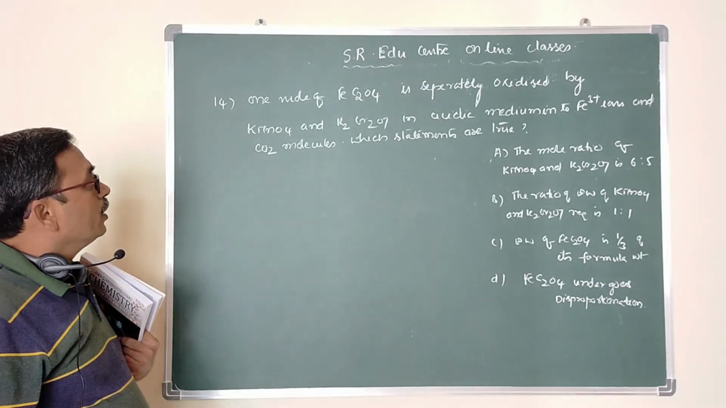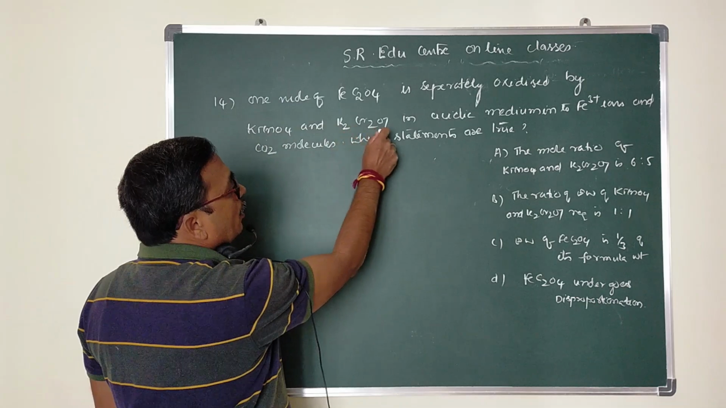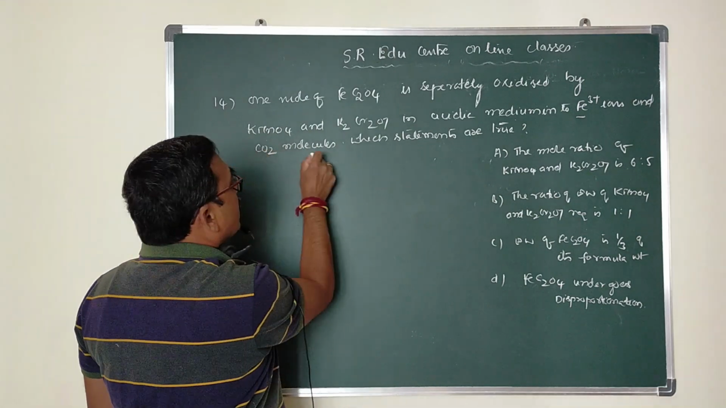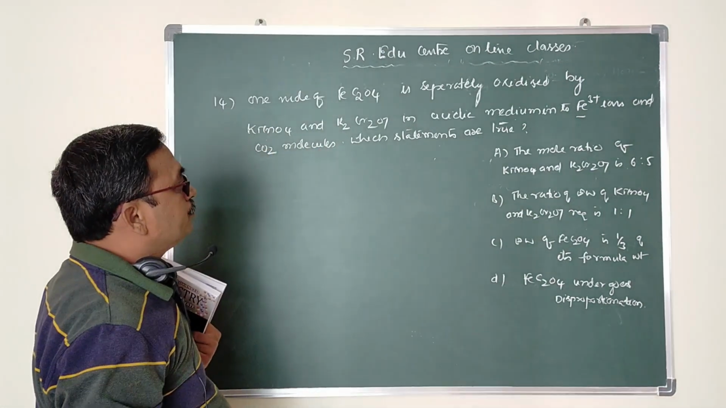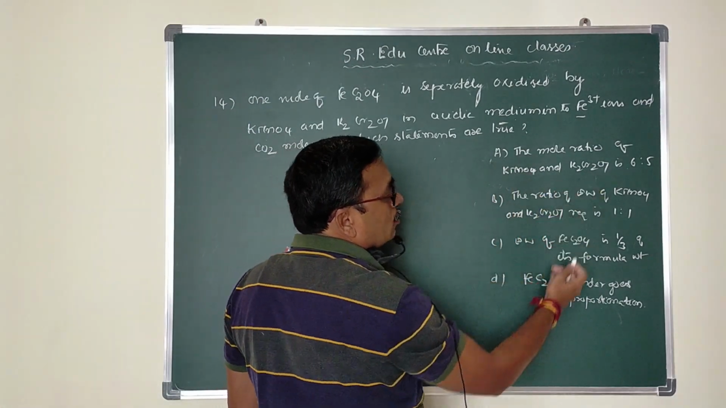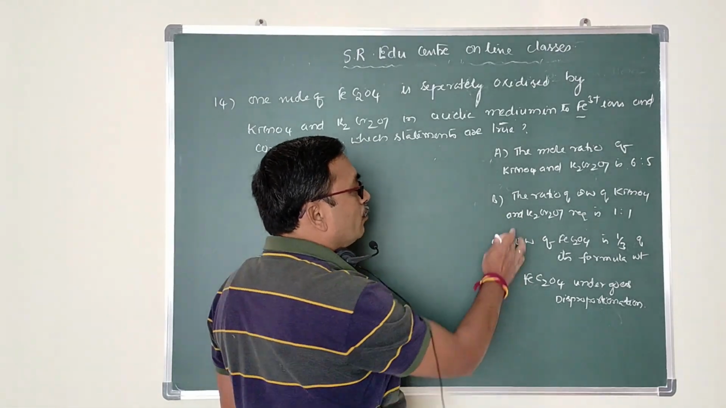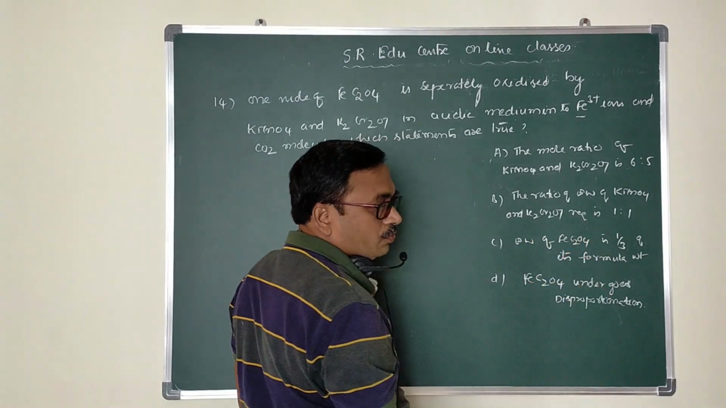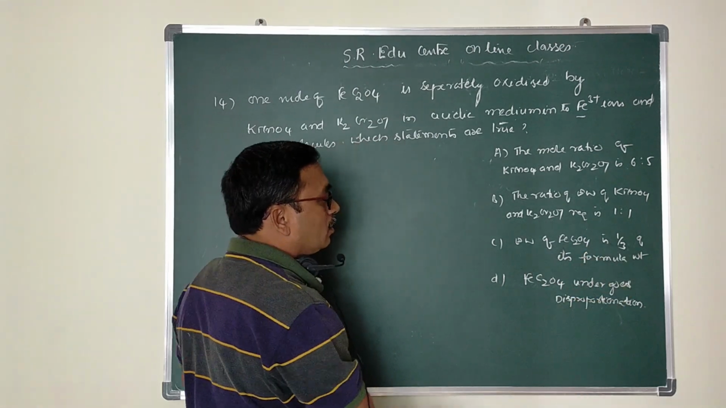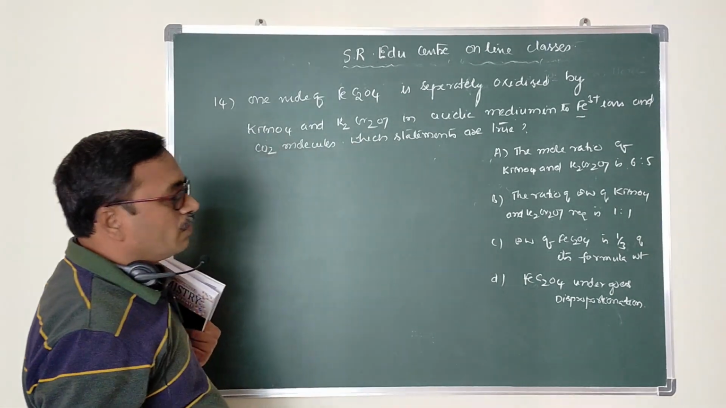Next question is 14. 1 mole of iron oxalate is separately oxidized by KMnO4 and K2Cr2O7 in acidic medium to ferric ions and carbon dioxide molecules. Which statements are true? Options are given. Number 1, the mole ratio of KMnO4 and K2Cr2O7 is 6:5. Second option is the ratio of equivalent weight of KMnO4 and K2Cr2O7 required is 1:1. Third option is equivalent weight of iron oxalate is 1/3 of its formula weight. And fourth option is iron oxalate undergoes disproportionation. This is a somewhat difficult question.